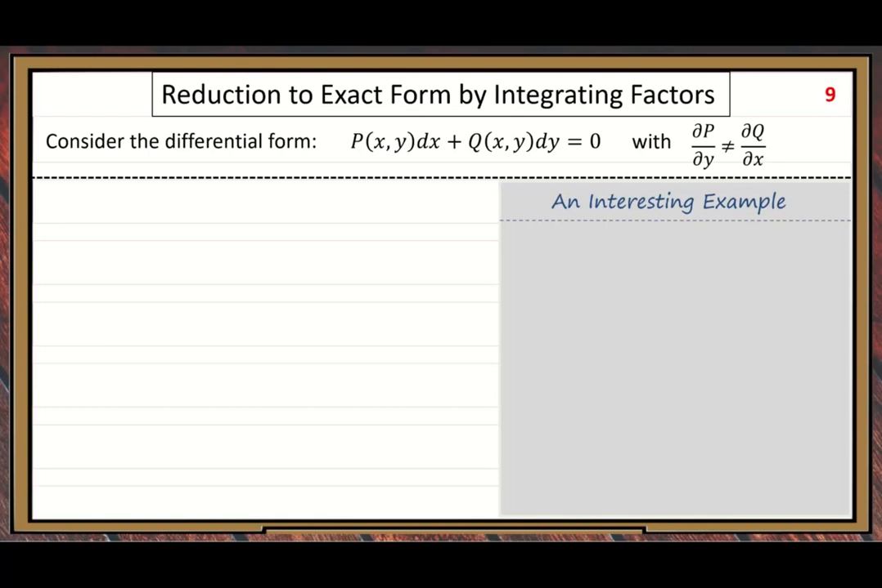Let's look at a simple, interesting example. This example is very simple, so we can easily see what's going on and understand the basic idea. Solve this differential equation. It's a simple differential form, with simple M and N. Let's check. The partial of P over partial y is -1, and the partial of Q over partial x equals +1. They are different.